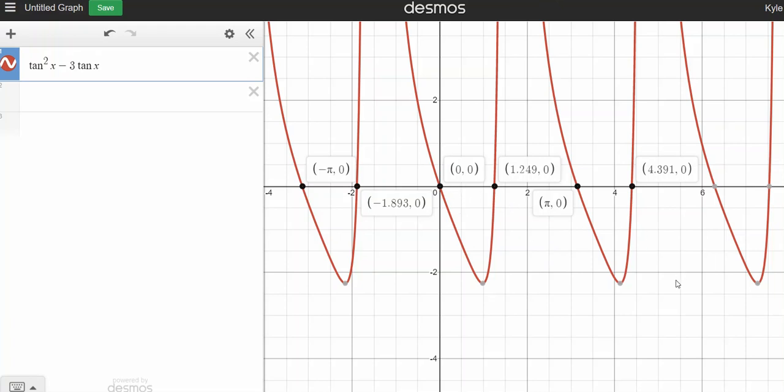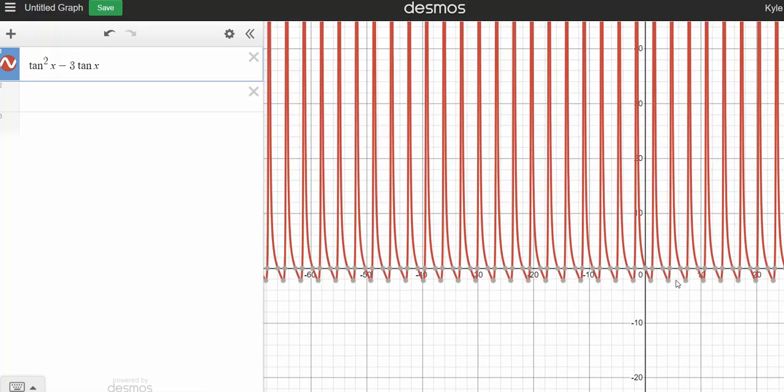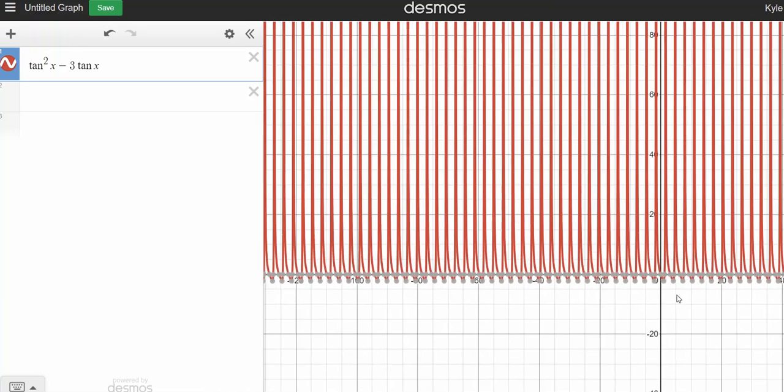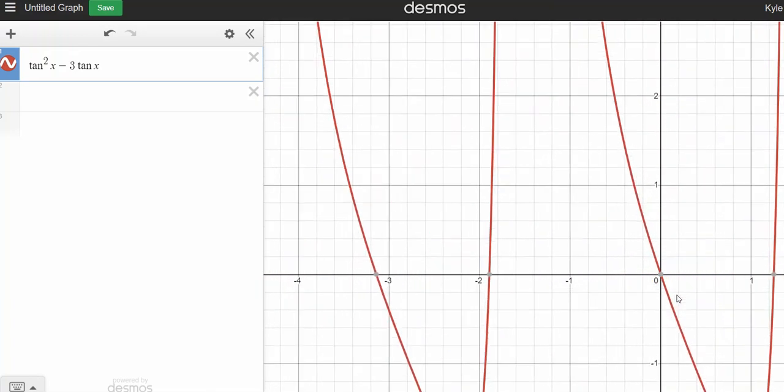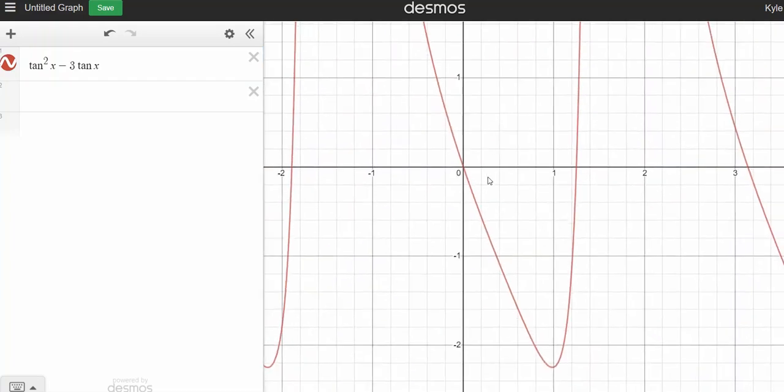All right, so now the problem is we need to be able to give this answer in a general form, right? Because you can see if we zoom out here, this thing actually goes on and on and on forever, doesn't it? There's actually an infinite number of solutions to this problem. So we need a general solution for this thing.